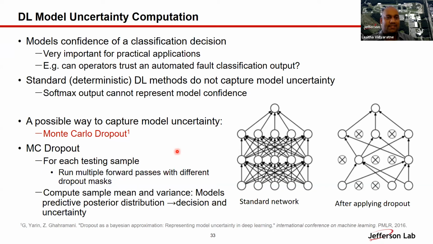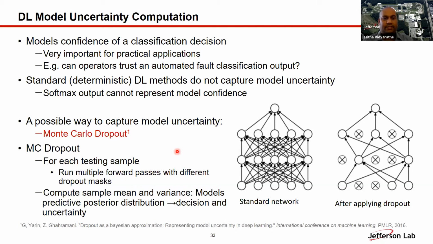The problem is that standard or deterministic deep learning methods do not capture the model uncertainty. Specifically, the softmax output in the classification layers provides a nonlinear transformation such that we lose the model's uncertainty itself. Another possible way to capture the model uncertainty we found is Monte Carlo dropout, a method that came out quite recently. The idea is that we use the dropout concept that we usually use when we train our networks as a regularization method, and we extend that to our testing.